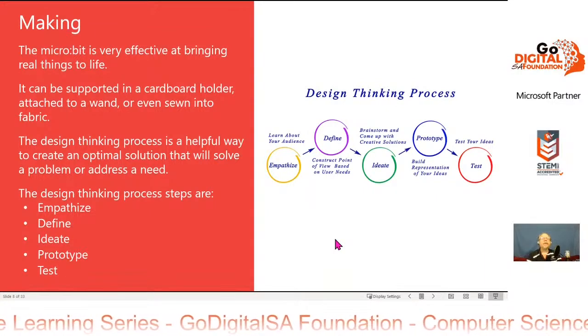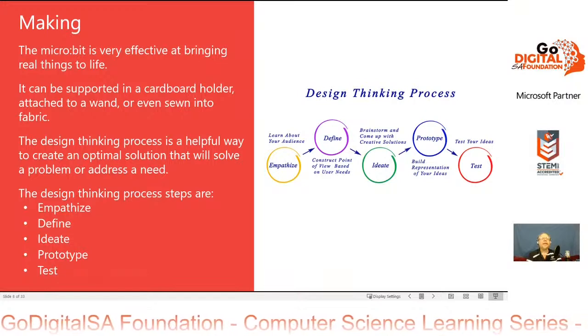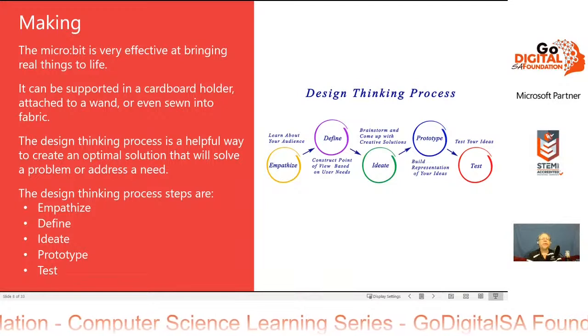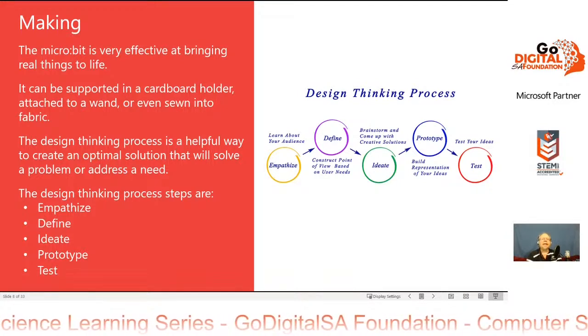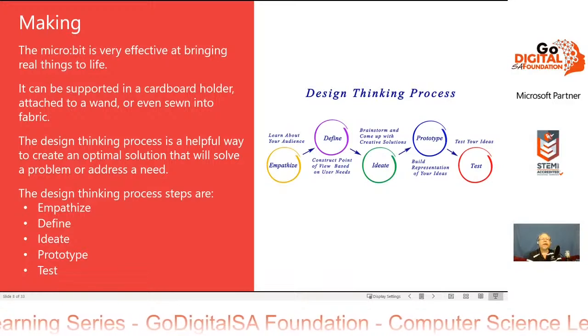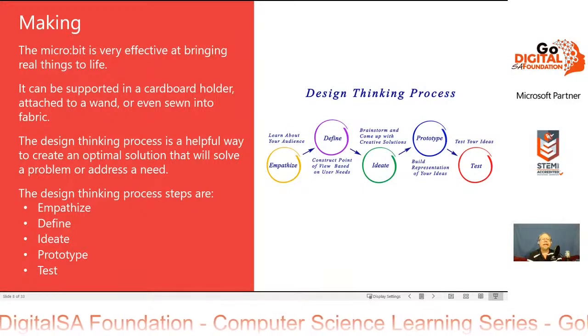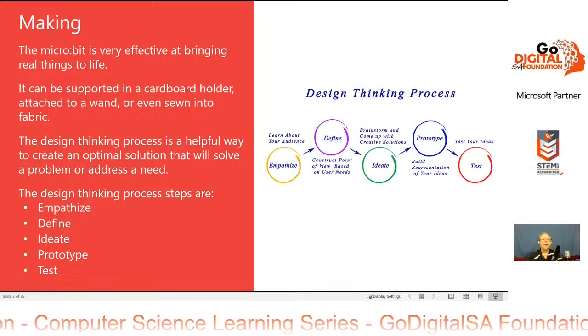Okay, so in Unit 1, we talked about making. The micro:bit is very effective at bringing things to life. It can be supported in a cardboard holder attached to a wand or even sewn into fabric clothes. The design thinking process is a helpful way to create an optimal solution that will solve a problem or address a need. Design thinking process steps are empathize, define, ideate, and prototype.